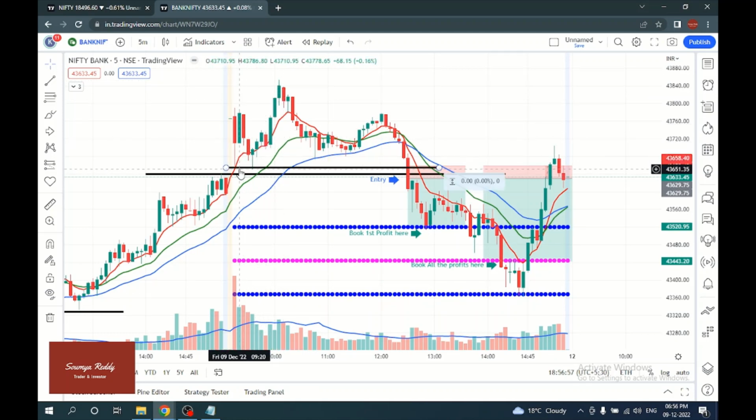Wait for the market to come back to the current day low. If we had seen the market coming here, taking support and bouncing, we could have got a really good upside move. Whereas, if we had waited with patience, the market broke down, a very good breakdown with volume.